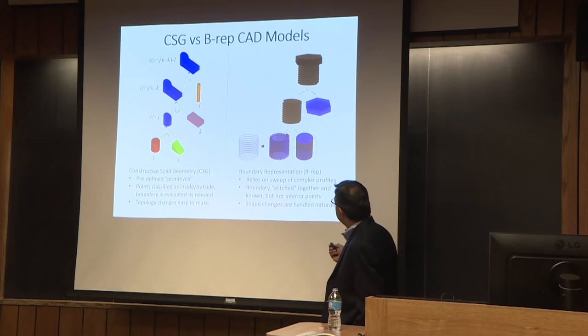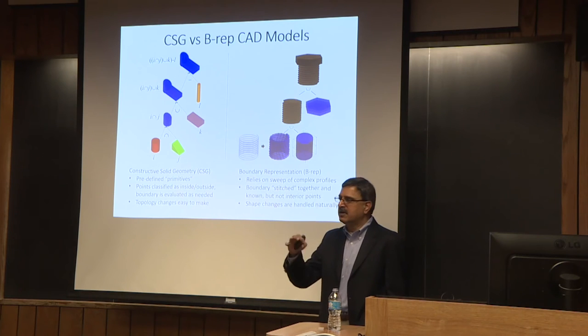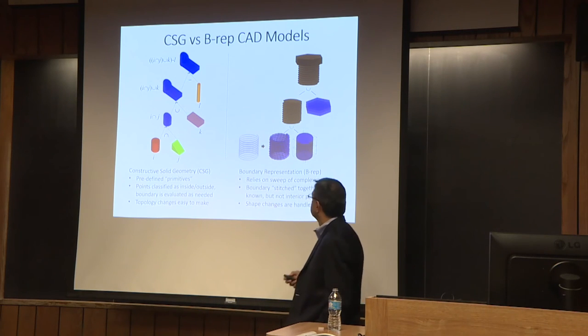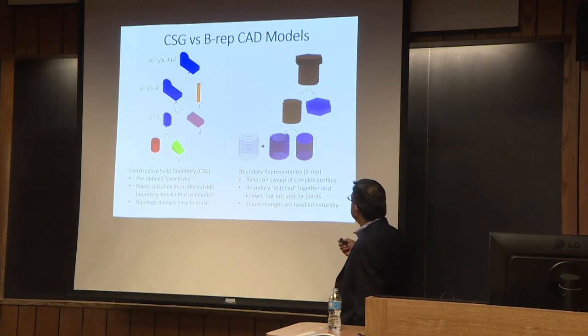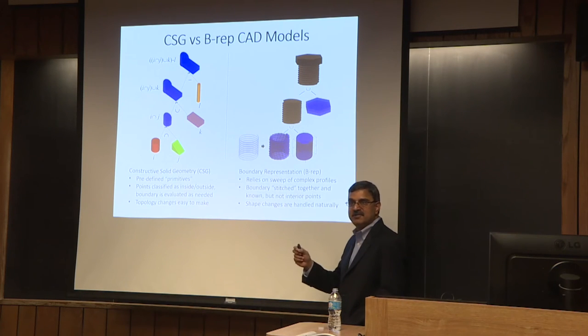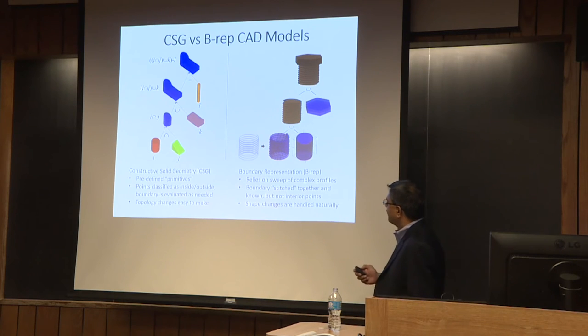But unfortunately, if you have complex shapes like this, with CSG you need to have primitives that look like that as well. So CSG is not very useful when you have sculpted surfaces, complex surfaces. In BREP, you have an explicit boundary. You trim these boundaries, you stitch them together to construct the final shape. So you have a boundary that is well defined, but you don't have any points inside. Here in CSG you have points inside that you can tell whether it's inside or outside, but you don't have a boundary. So that's the trade-off that you have.